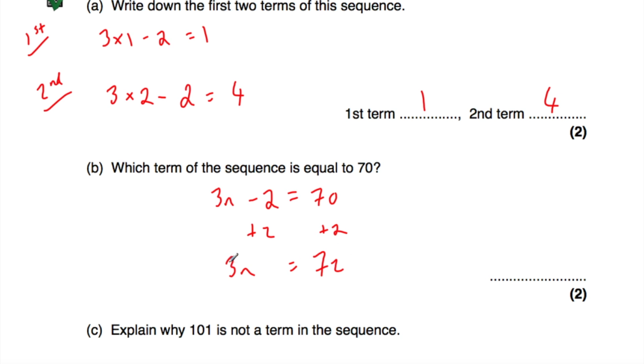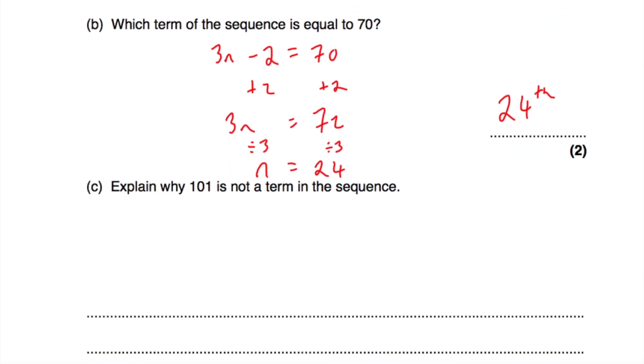We don't want this multiplied by 3 here, so we're going to divide by 3 and divide by 3. 3n divided by 3 would be 1n, or just n. And also remember that we're dividing by 3 to get rid of the times by 3, so we'll just be left with n. On the right hand side of the equation, we had 72 divided by 3 is equal to 24. So that means the 24th term of the sequence is equal to 70. And that's it.